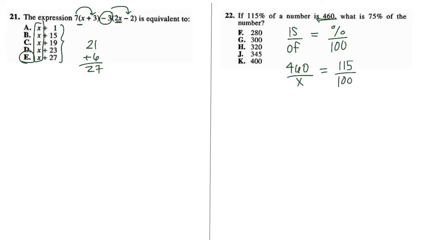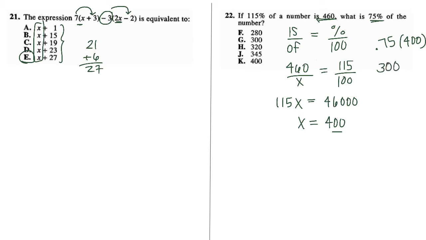And we can cross multiply, so we would have 115x equals 46,000. And if we divide, we see that x is going to be 400. And so now we need 75% of 400. So 0.75 times 400. And once we type that in our calculators, we would end up with 300. So my correct answer is G.